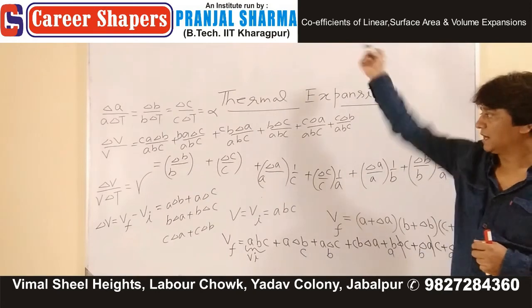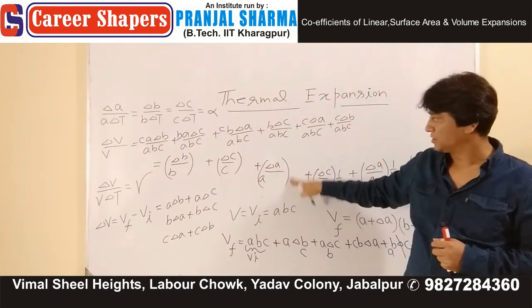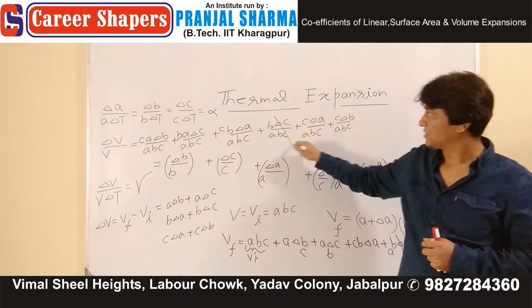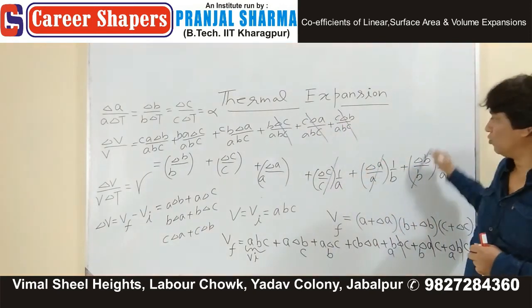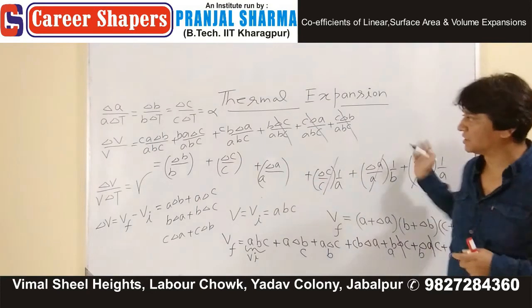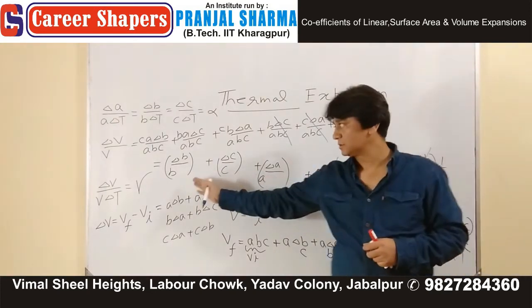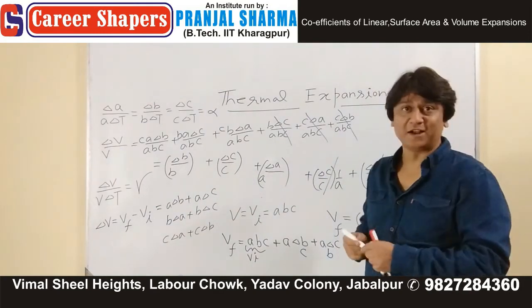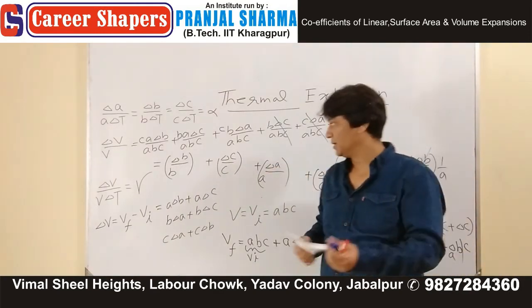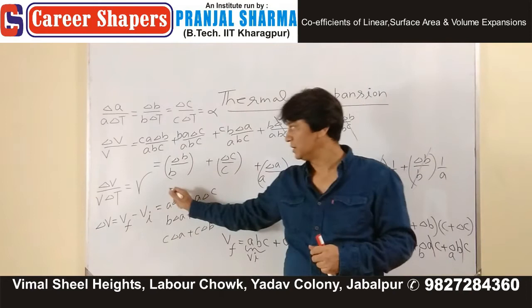So you got delta A upon A, and this one upon C is gone, and this was extra, this was extra, this was extra, remove, remove, remove. That means you don't have to write these terms. So we are left with this, and in just around 1 minute, if you go properly, then you can see that we have found the result.